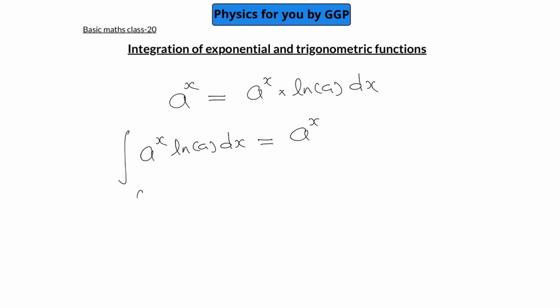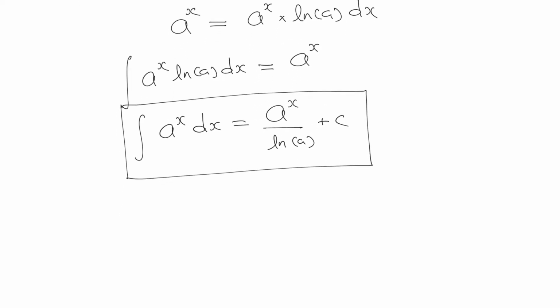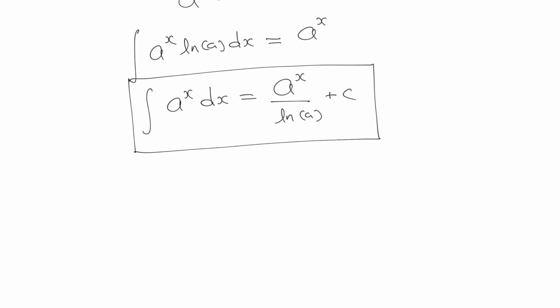Or you can write integration of a raised to x dx is equal to, I'm just writing this constant ln a on the right side, so it will be equal to a raised to x divided by ln of a. And if it is indefinite integration, we can put a constant of integration c. So just remember the equation for integration of exponential function: integration of a raised to x dx is a raised to x divided by ln of a plus constant of integration c.